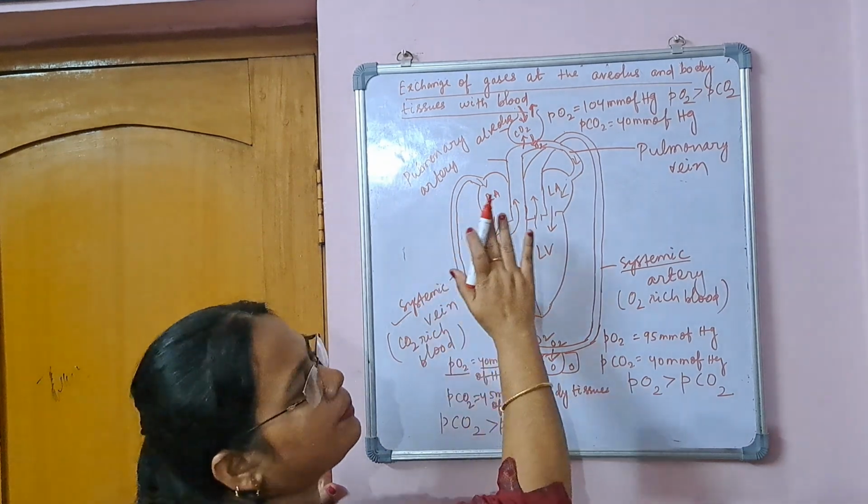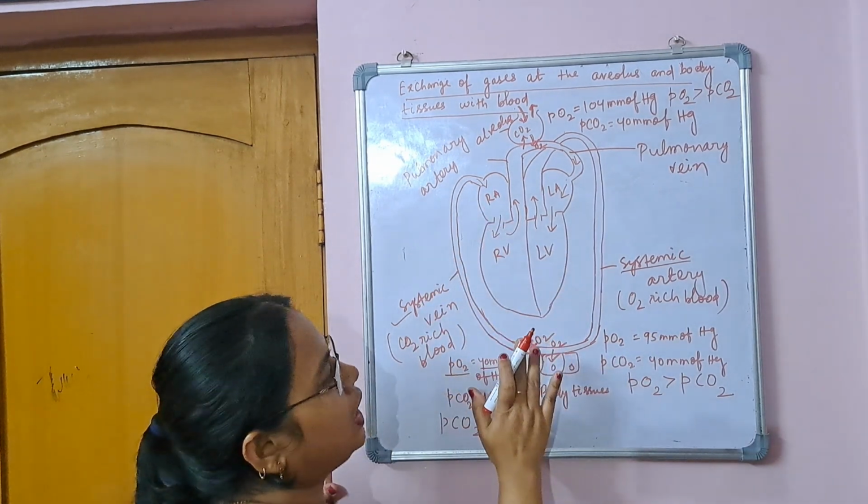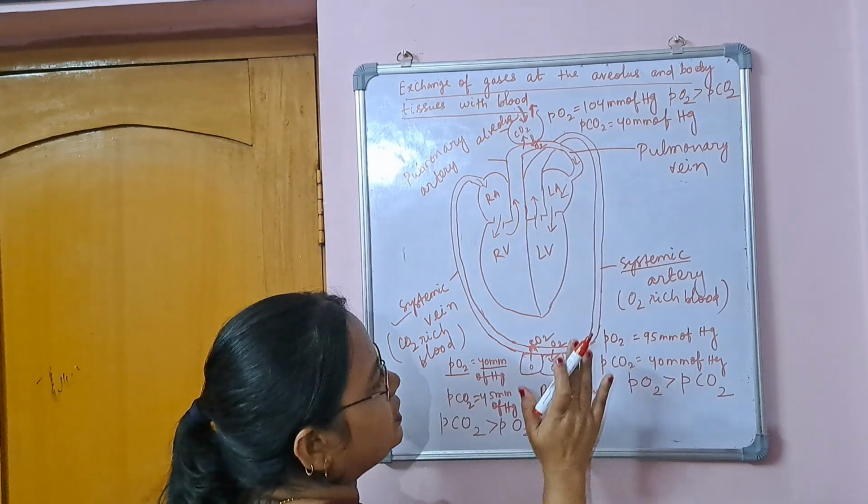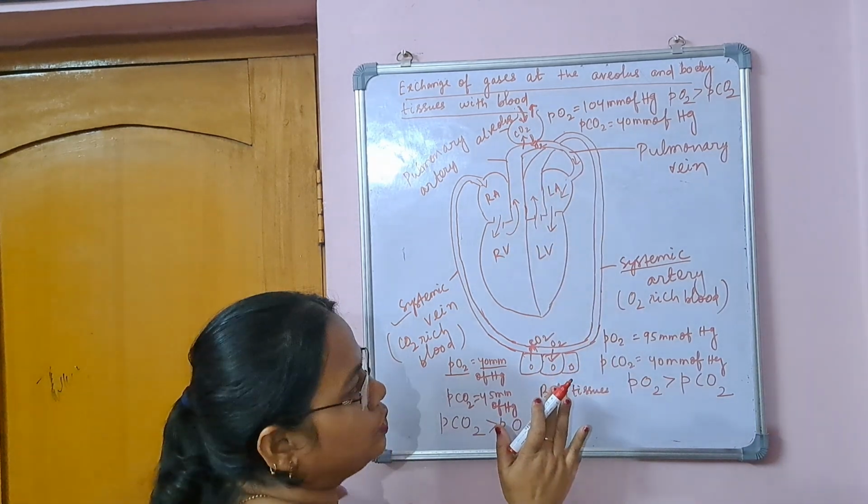Now this is all about the exchange of gases at the alveolar surface and near the body tissue with blood.